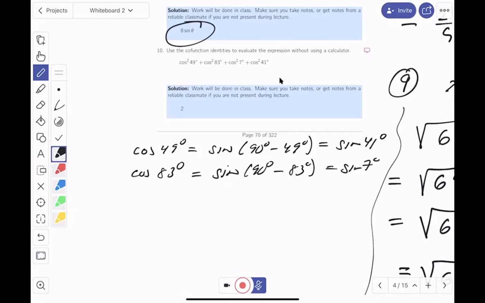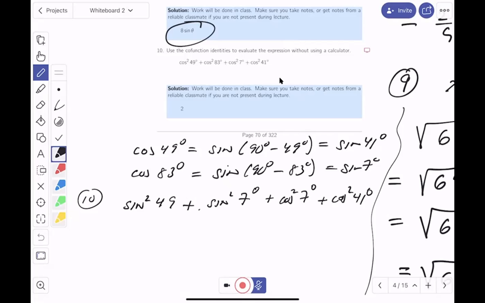All right? So I'm going to look at this one here. This is number 10. And it gives the cofunction identities. And what do I say? Well, the cosine squared of 49 degrees is the same thing as sine squared of 49 degrees. Plus, the cosine squared of 83 degrees is the same thing as a sine squared of 7 degrees. Then what do I say? Plus cosine squared 7 degrees plus cosine squared 41 degrees.